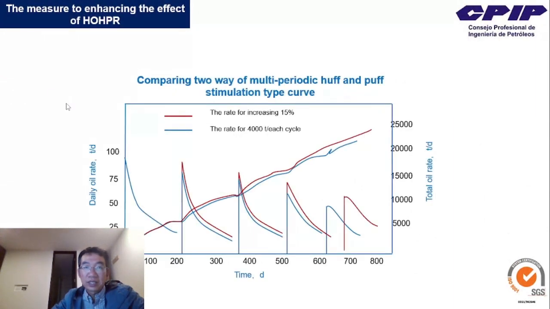This is the picture comparing two ways of multi-periodic huff and puff stimulation. We can see if we increase 15% each cycle, the total production is higher than the stable rate each cycle.